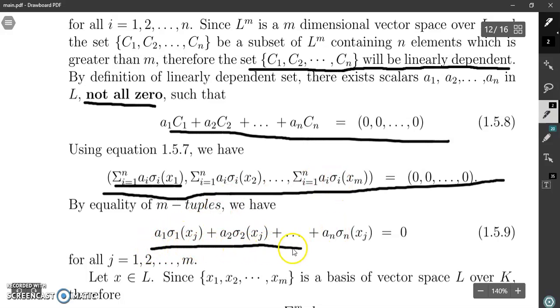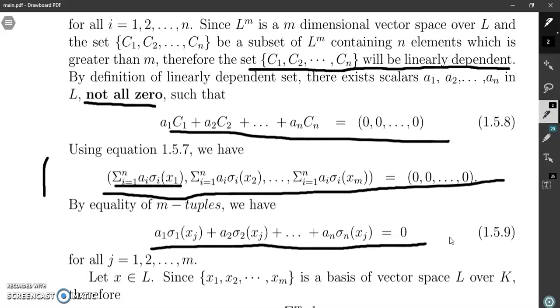So we have A1 sigma 1 xj plus A2 sigma 2 xj dot dot An sigma n xj is equal to 0 for all j. You may check it by putting the value of j equal to 1, 2, dot dot dot m in this expression, then you have this. Okay.